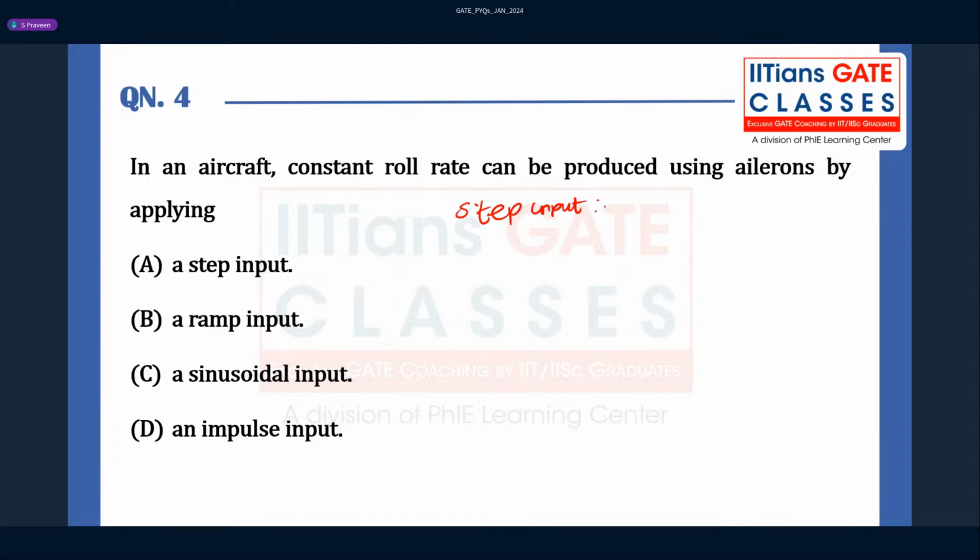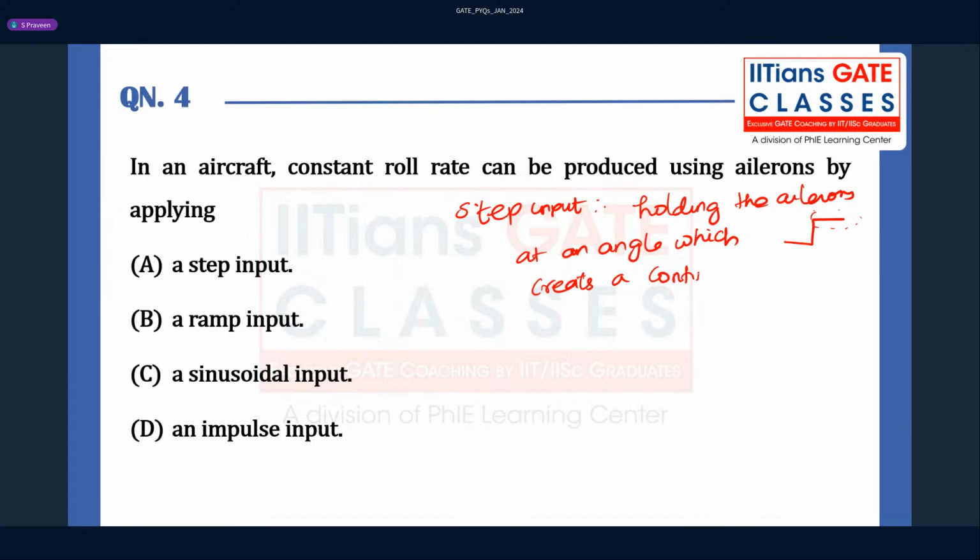what happens is, step means you're holding at a constant fixed value. Which means we're holding the ailerons at an angle, which will create what? Continuous roll.